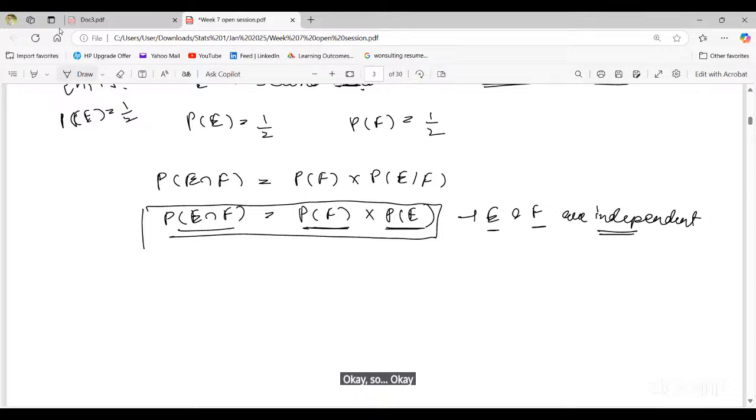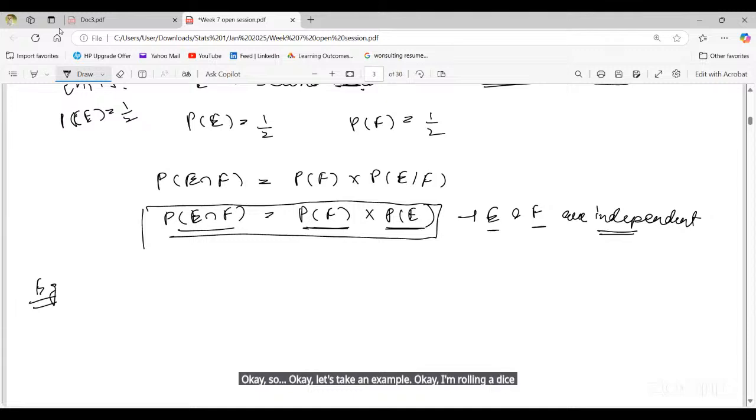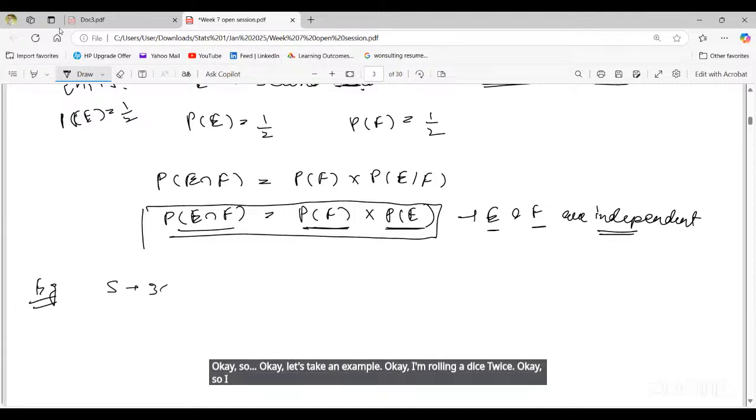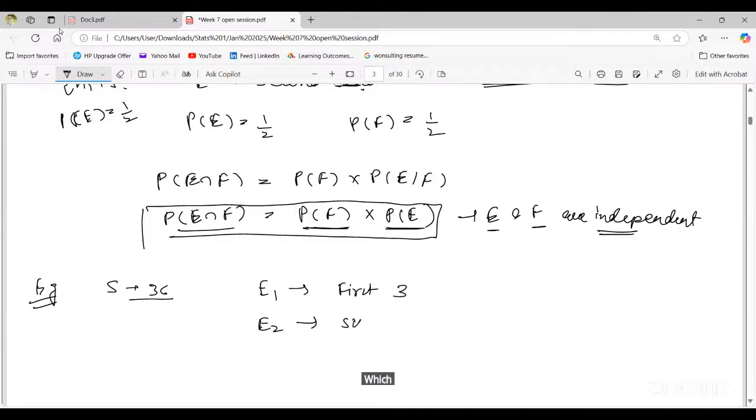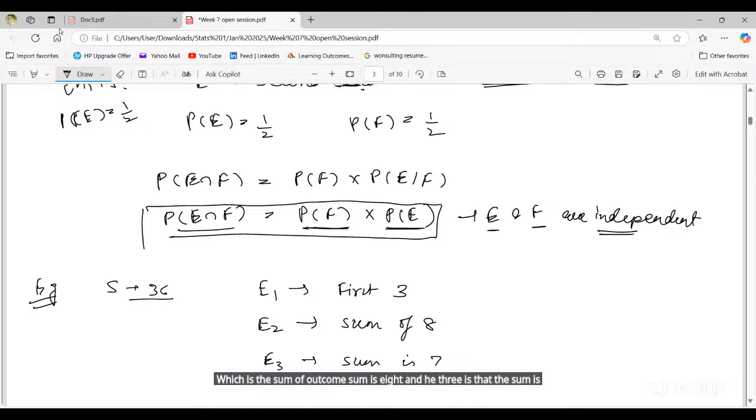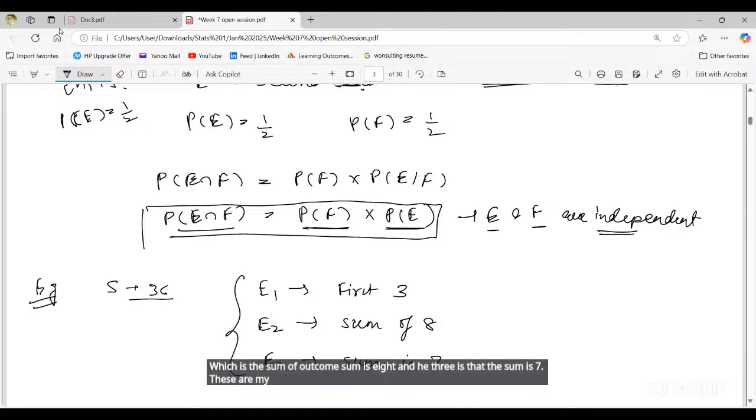Okay, let's take an example. I'm rolling a dice twice. So I'm having a sample space of 36 samples. Now I am having three events. E1, which is that the first outcome is 3. Then E2, which is that the sum of the outcomes is 8, and E3 is that the sum is 7. These are my three events. Fine.